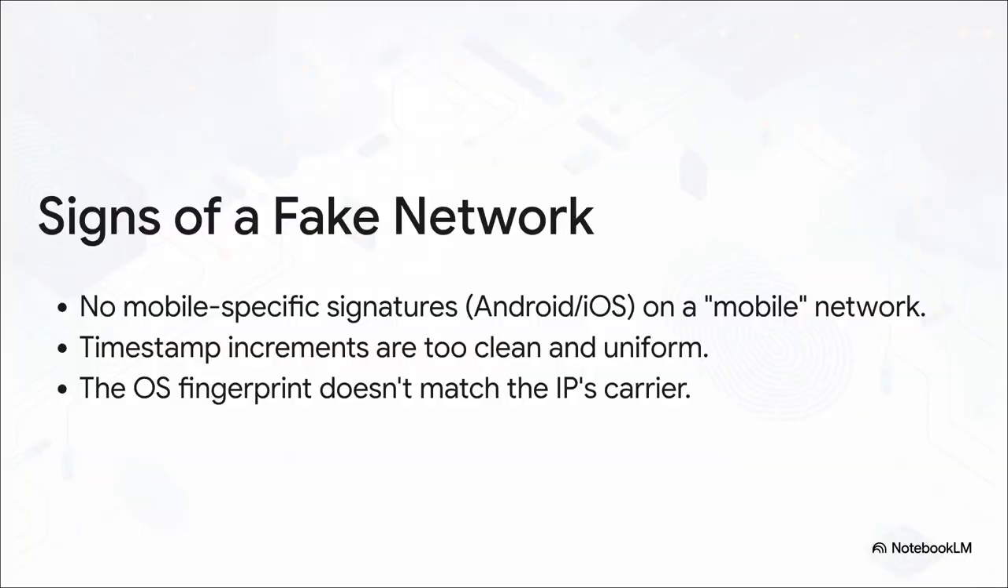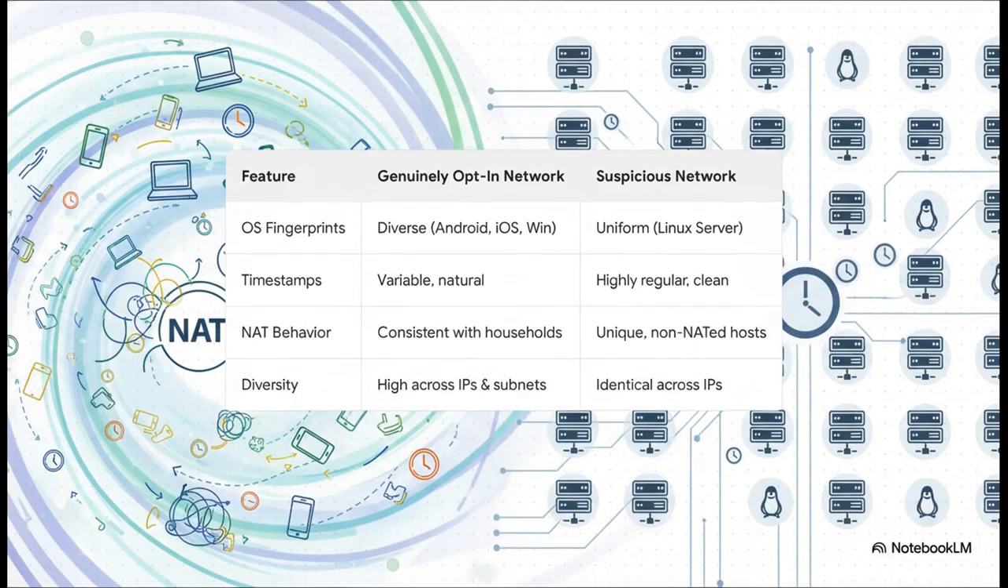But there are other signs for sure. If a provider is selling you mobile proxies, but you can't find a single Android or iOS signature in the bunch, that's a huge red flag. Another one is when the timestamps are just too perfect. Think about it like a sterile, clean lab versus a chaotic, busy street. The lab is predictable, right? The street is messy. That's the difference between a server's timestamps and a real user's device, which is always messy from background apps. And if the OS doesn't even match the IP's carrier, well, the clues really start to paint a very clear picture.